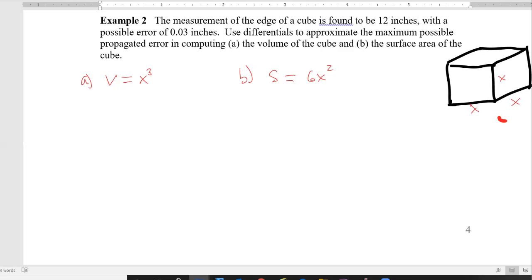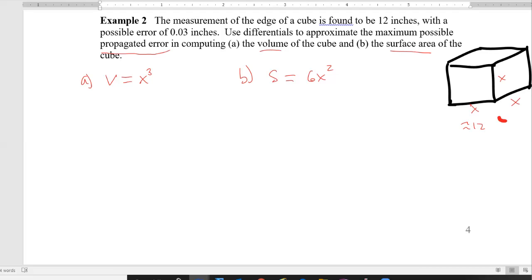Okay, another example, number 2. We have a cube. Somebody has measured it to be 12 inches along each edge. So x is about 12, we think. And there's a possible error of 0.03 inches on each measurement. So how is that error propagated to the volume and the surface area?